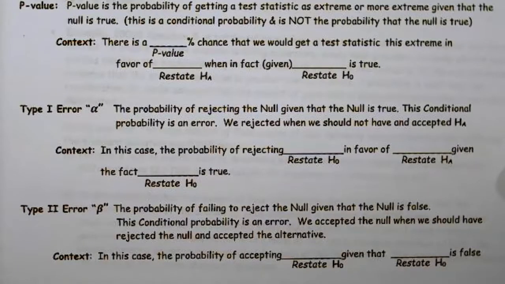Okay, then we have our errors. Type 1 error is rejecting a null when we shouldn't have. The null was true, but we got a small p-value, we rejected, we shouldn't have. Why did this happen? Well, because we got a weird sample. That happens. It wasn't biased. We're assuming that we didn't take a bad sample. It just, our sample didn't match the population.